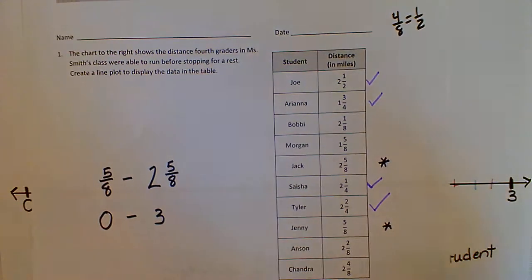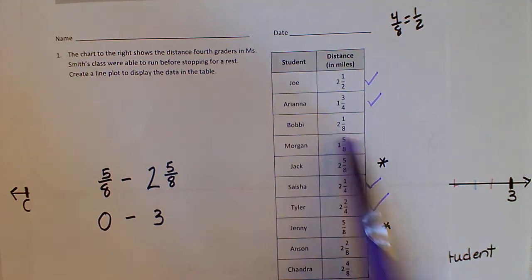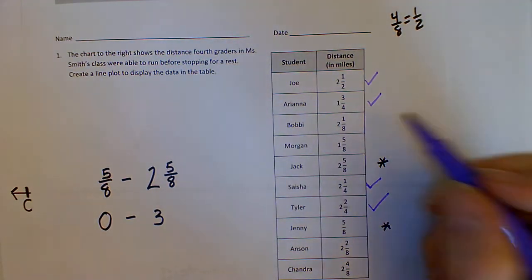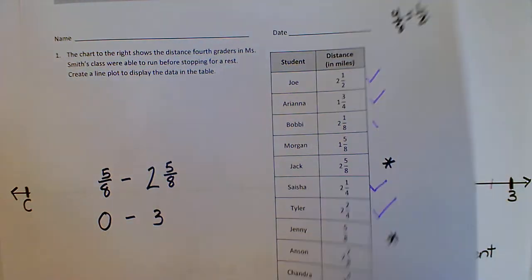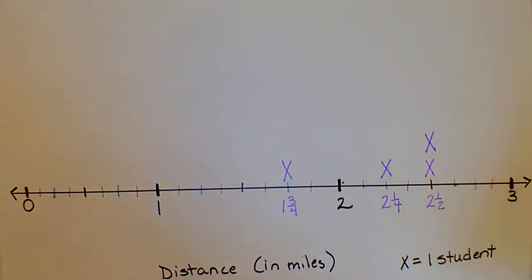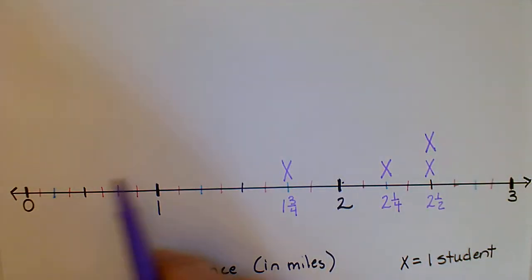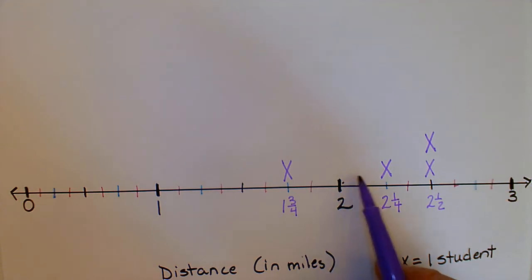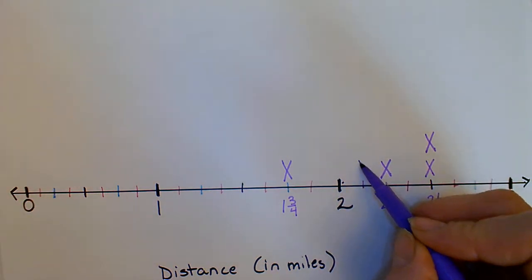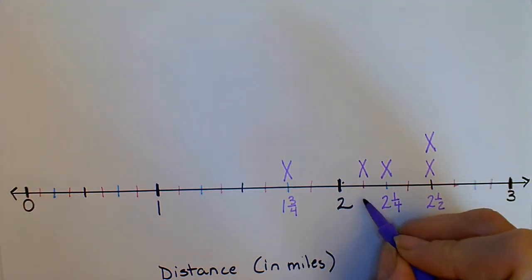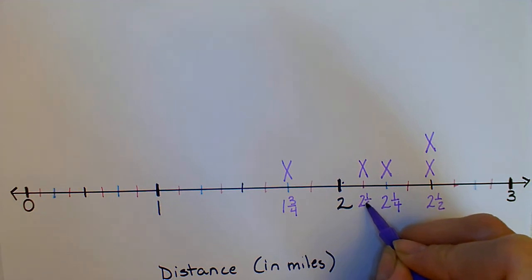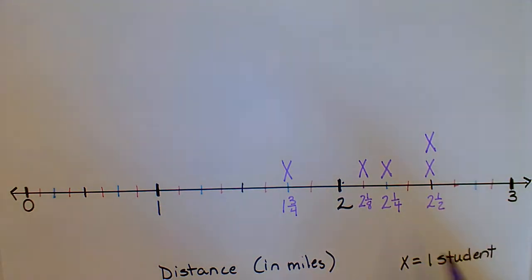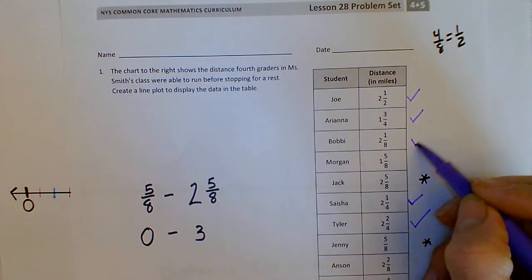Okay, so Bobby has 2 and an 8th. So I'm going to make my downward check. And now I have to find 2 and an 8th. 1, 2, and an 8th. So this is where Bobby falls. I'm going to go ahead and write that this is 2 and an 8th. So again, I'm labeling only where I'm putting my X's. So let's show that we did Bobby.